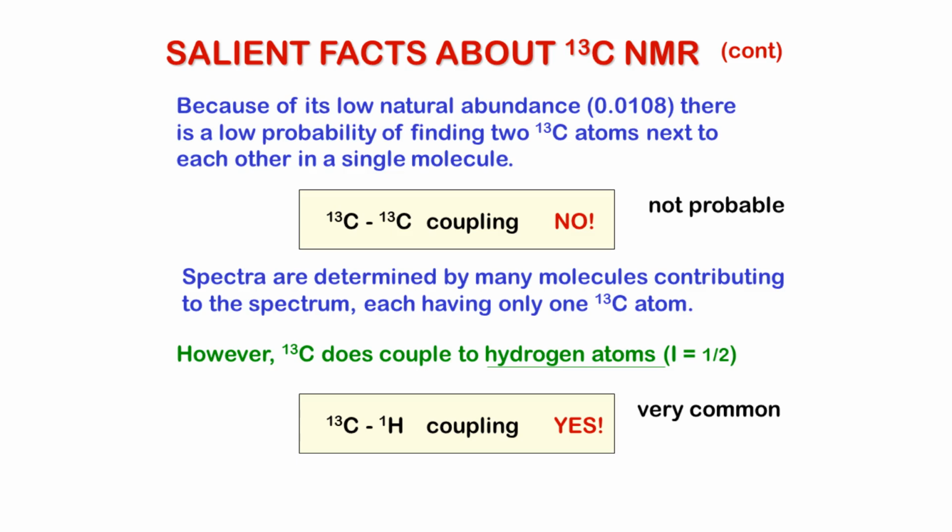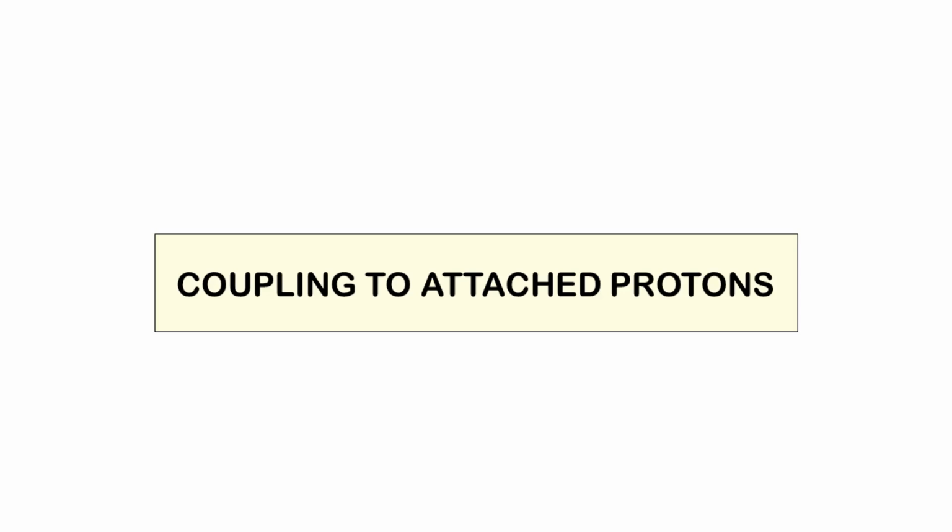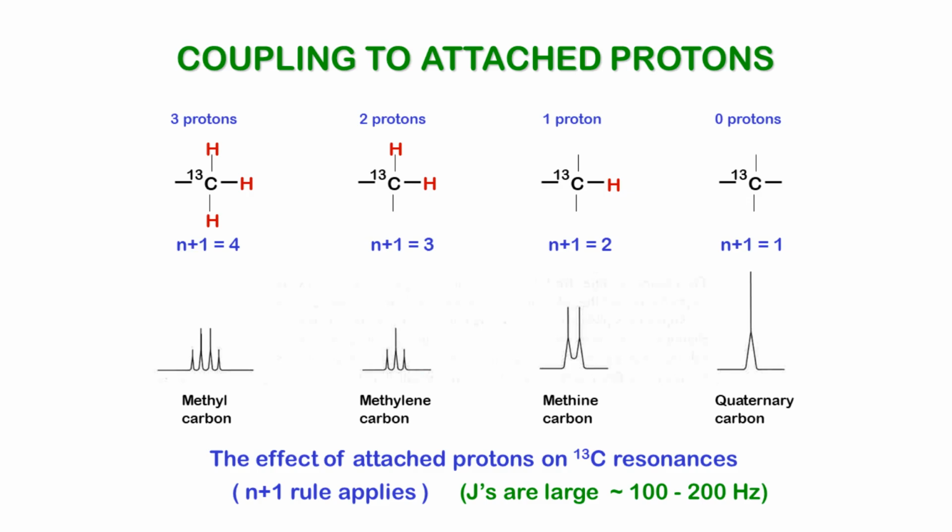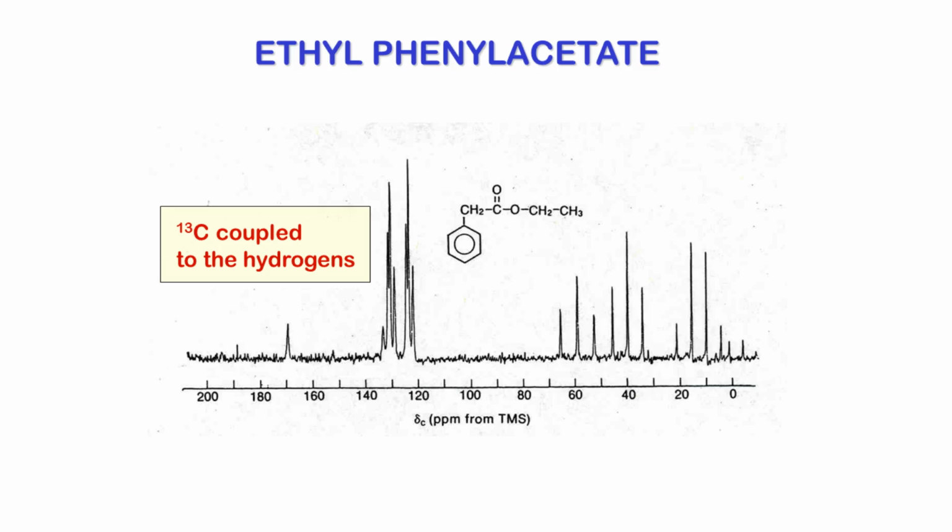Due to its low natural abundance, 13C-13C coupling is rare, but 13C does couple with hydrogen atoms, which is commonly observed in spectra. Now, let's explore how 13C couples to attached protons, a crucial aspect in interpreting NMR spectra. The number of attached protons affects the 13C resonance, with the n+1 rule applying and large coupling constants observed. Here's an example of ethyl phenylacetate, showing 13C coupled to hydrogens, illustrating the complexity of the spectrum.